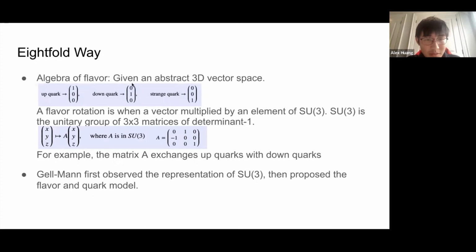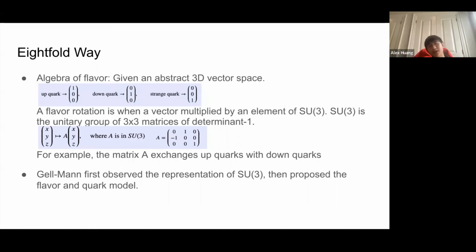Here is what he got from the representation: an algebra for flavors. What does flavor mean? Flavor is basically the type of different particles. So he has a 3D vector space. You can think about, for example, the up quark is 1,0,0, which is the x-axis. Down quark is 0,1,0, which is the y-axis. And the strange quark is 0,0,1, which is the z-axis.